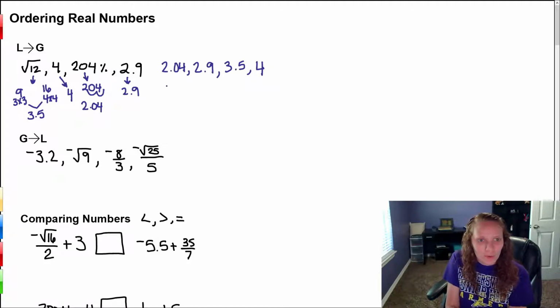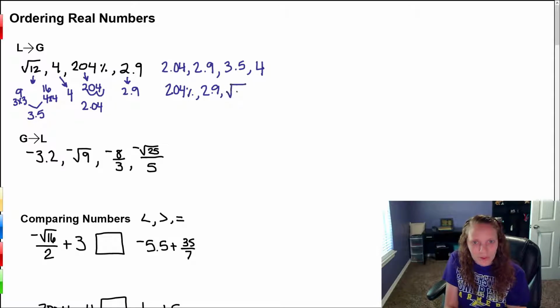Now let's rewrite these numbers how they originally looked. So 2.04 is 204%. 2.9 stayed the same. 3.5 would have been the square root of 12. And then 4 was the same.